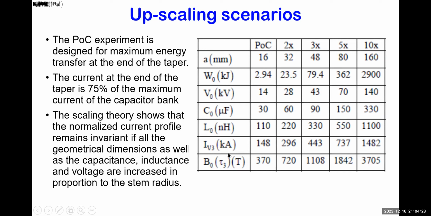The current at the end of the taper is 148 kiloamperes. That also increases twice, thrice, 5 times, and 10 times. The magnetic field at the end of the taper is 370 Tesla. That also increases in the same proportion, twice, thrice, 5 times, 10 times. But to reach that, look at the energy. Here it is 2.94 kilojoules.